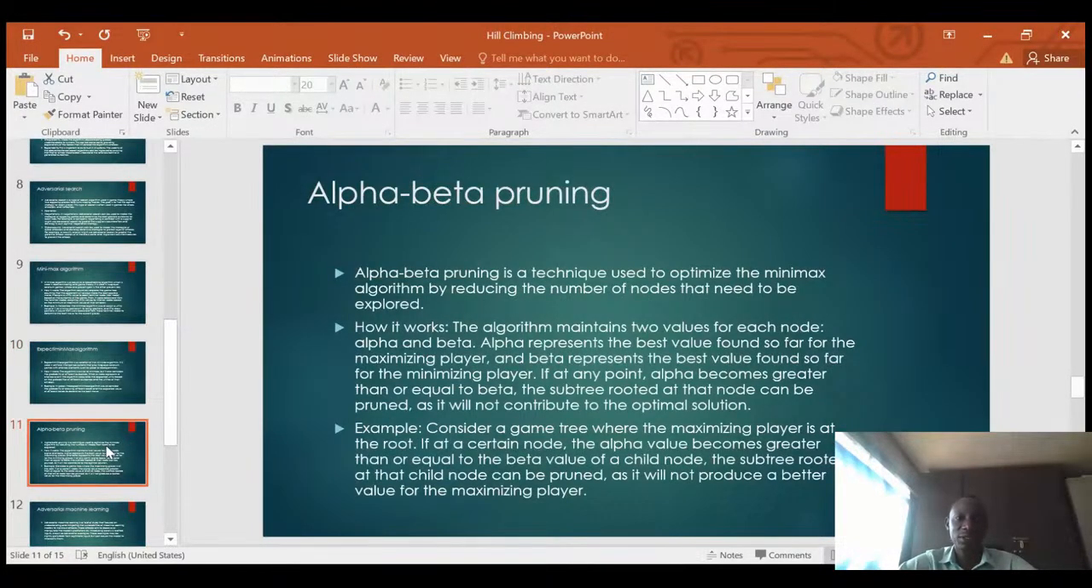Then the alpha-beta pruning, a technique used to optimize the minimax algorithm by reducing the number of nodes that need to be explored. How does it work? It maintains two values for each node, the alpha and the beta, alpha representing the best value for the maximizing player, and the beta representing the best value found so far for the minimizing player. The example is there, self-explanatory.